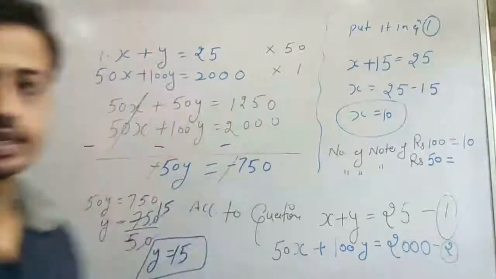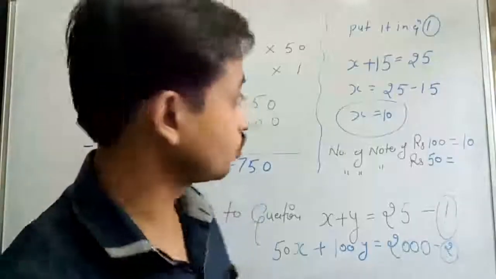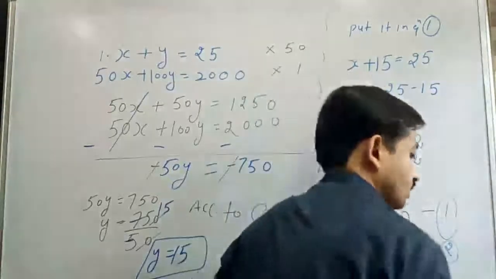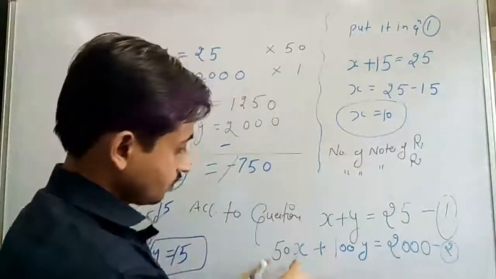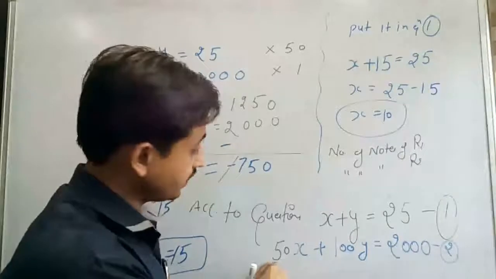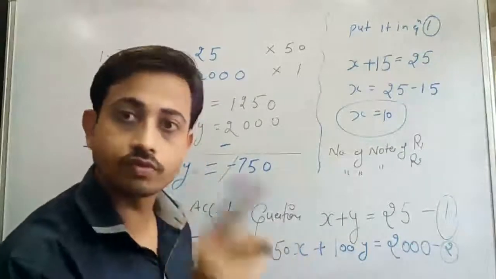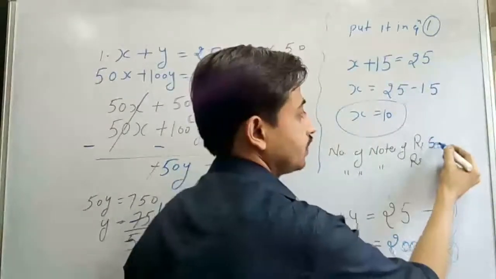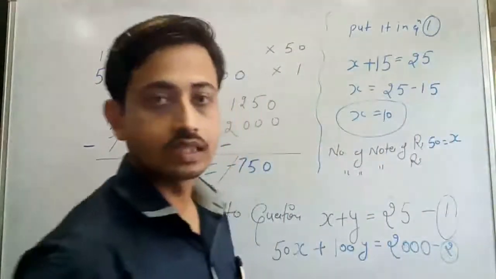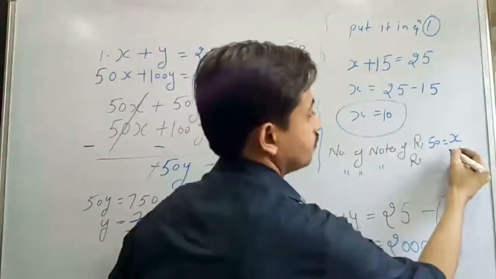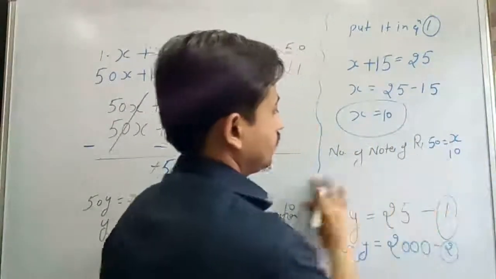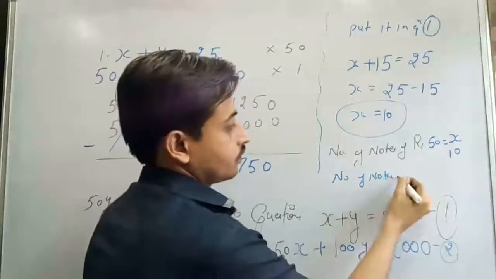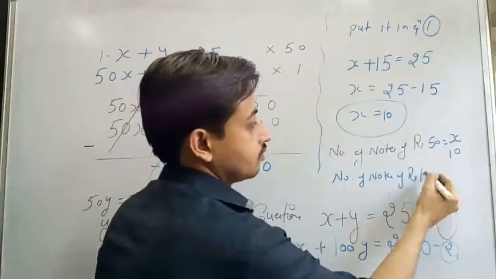Please make a note first again. Sorry to correct here. What did we do? We assume. What did we assume? We assume 50 into x. It indicates we assume the number of notes of 50 rupees is x. So the number of notes of rupees 50 is x. And the value of x is what? 10. Now the second answer is the number of notes of rupees 100.